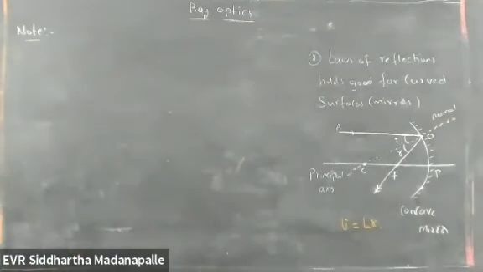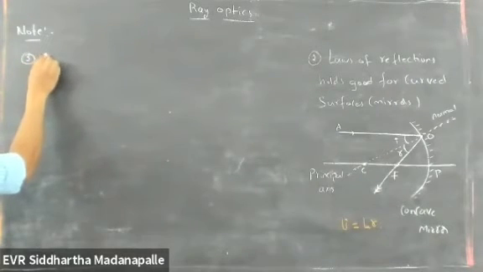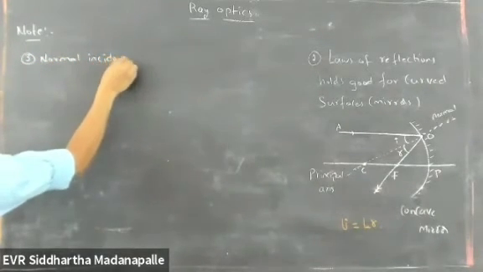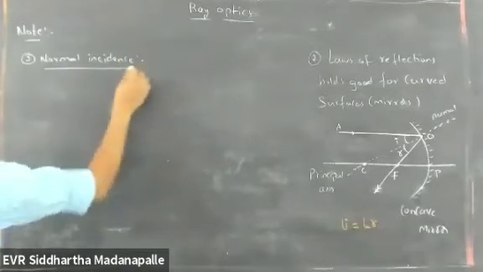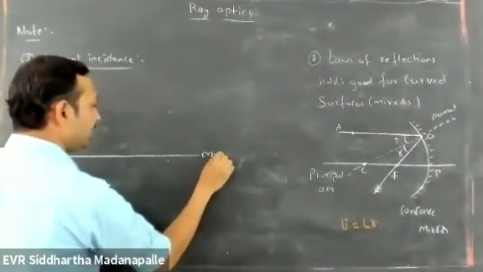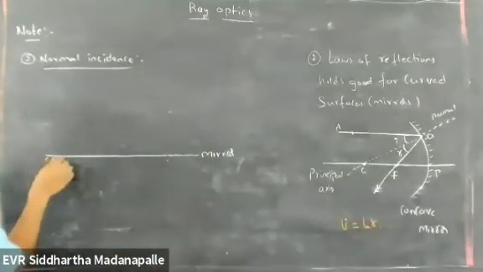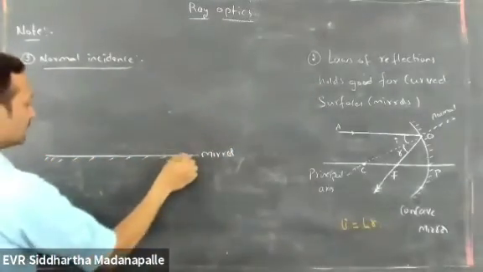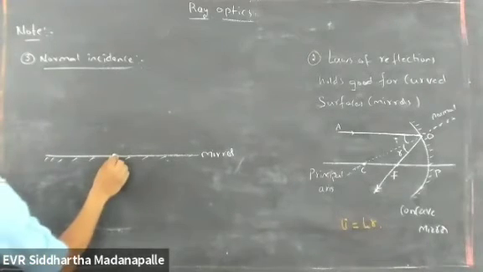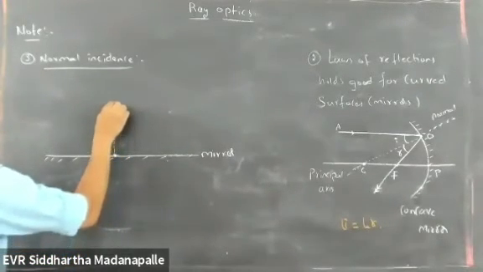What about normal incidence? What do you mean by normal incidence here? Suppose this is a plane mirror here. I am taking a plane mirror, right? Now suppose this is a point where I am taking the normal. This is the normal here.